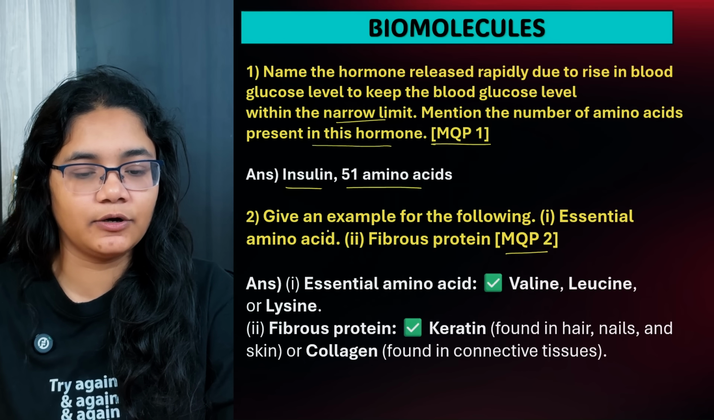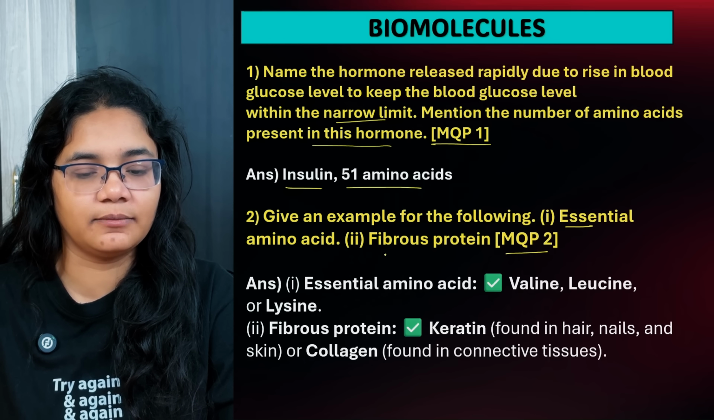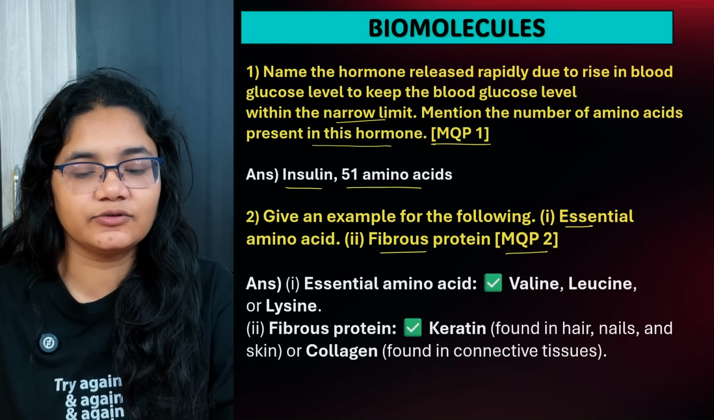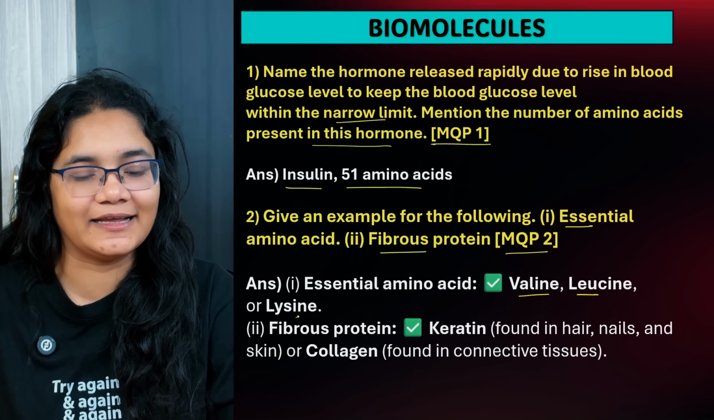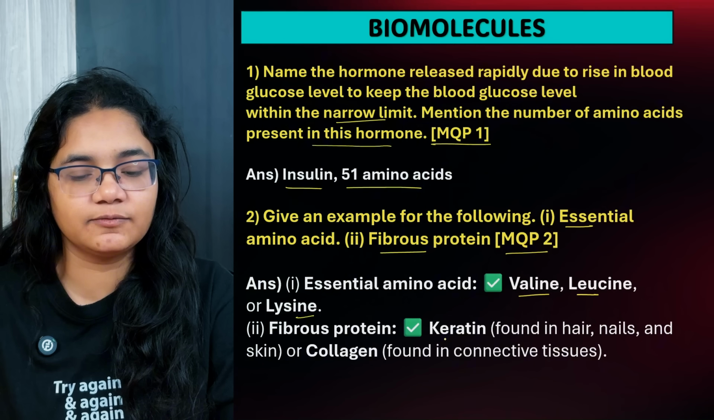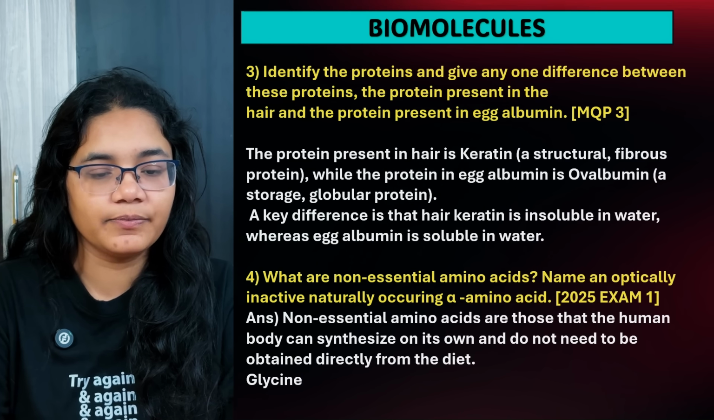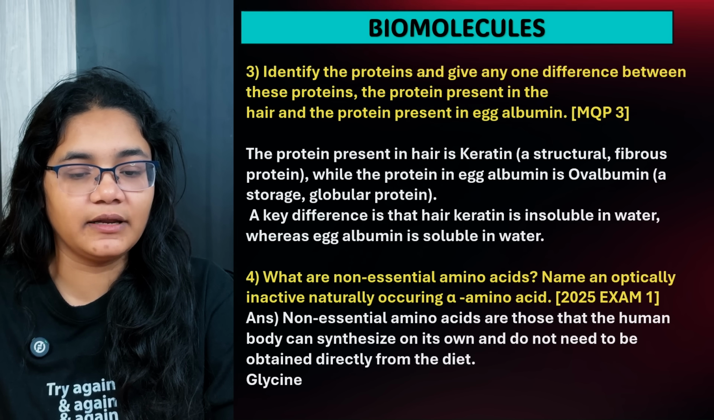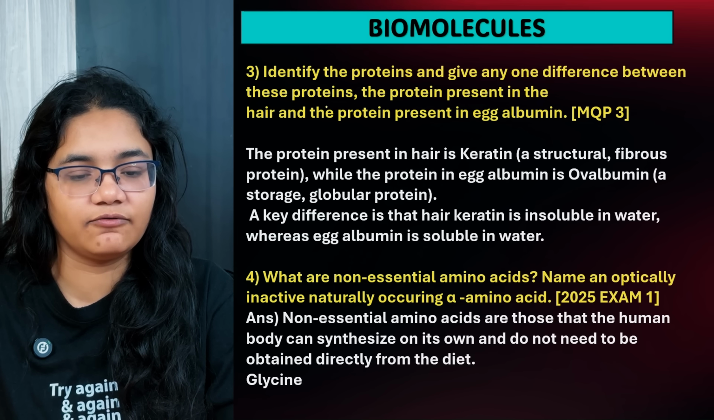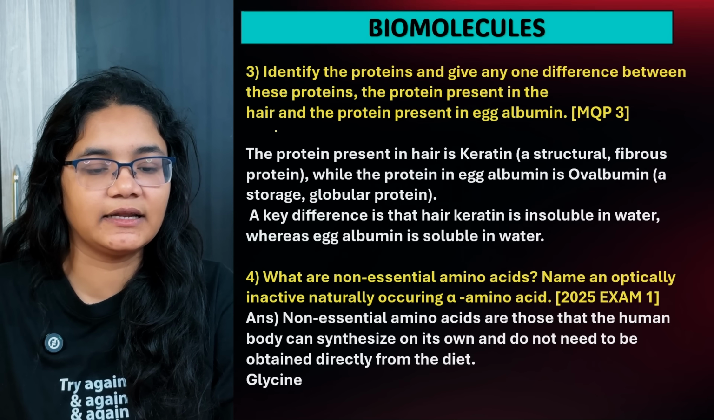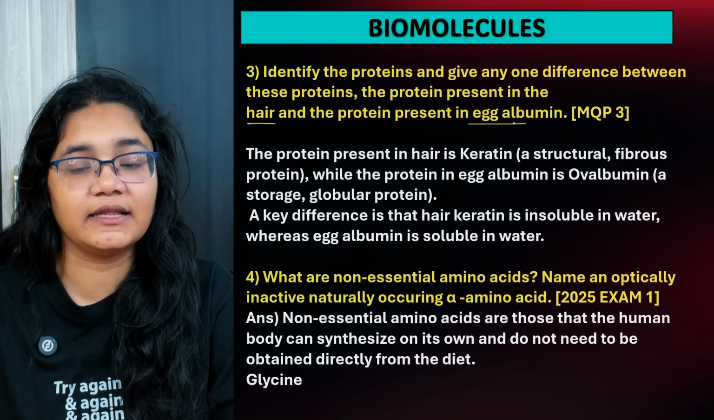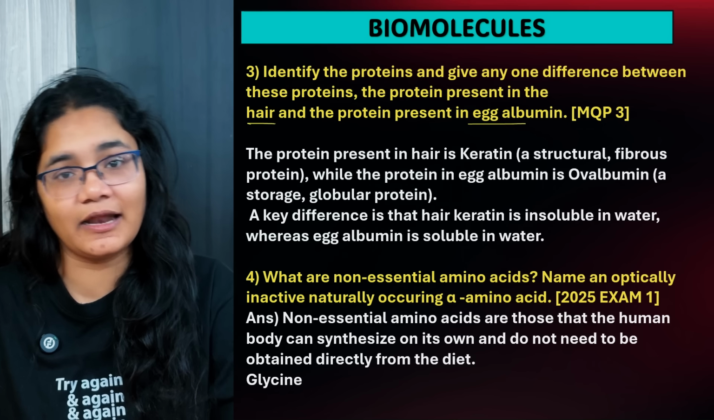Next, model question paper 2: write an example for essential amino acids and fibrous proteins. So for essential amino acid, valine, leucine, lysine, you can write any one. Fibrous protein, keratin, collagen, any one you can write down. Next, we'll see model question paper 3: identify the proteins and give any one difference between these proteins, the protein present in the hair and the protein present in the egg albumin. So first you have to identify and write one difference.